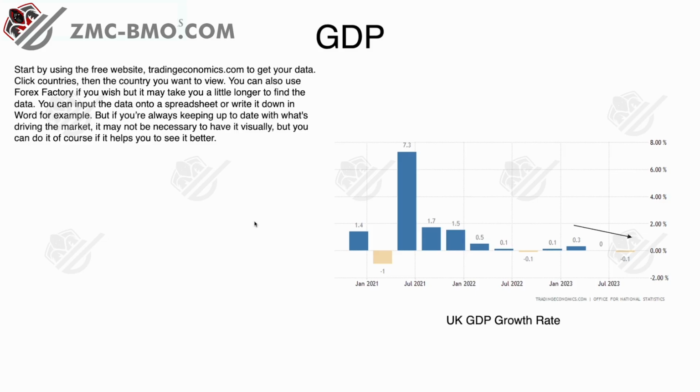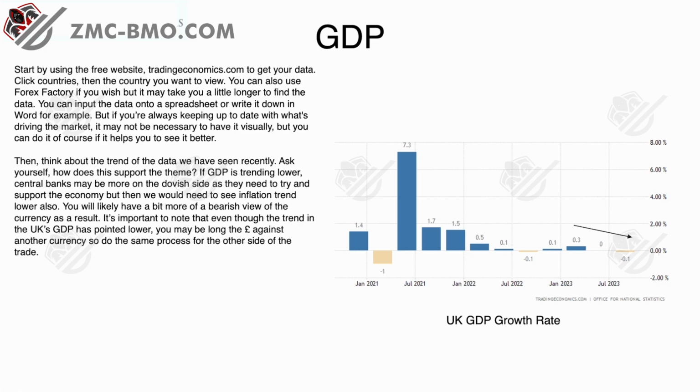What I mean by that is if you're always keeping up to date with the data and with what's happening, not necessarily watching standard news, then you don't really need to do that. But like I've mentioned, if you feel like you need it visually because that's how you learn, because everyone learns slightly differently, that's absolutely fine. Please do that. But this is, of course, UK GDP. This is just the direction of that data over the last few prints.